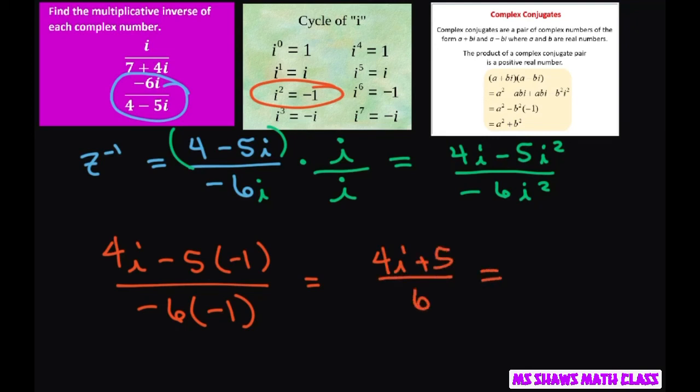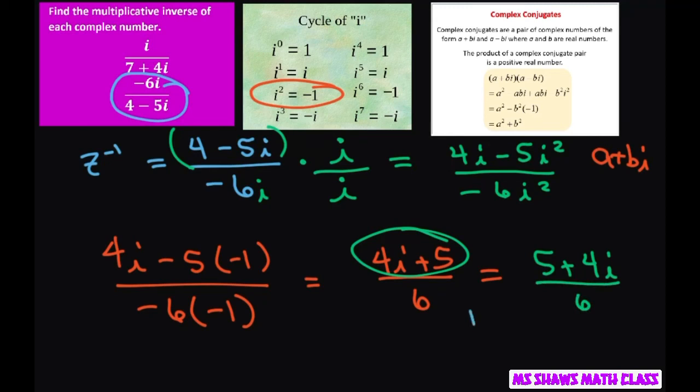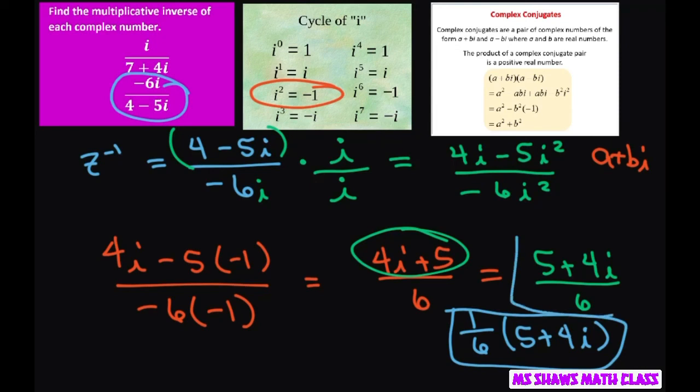What we want to do is write this in a plus bi form. So all we're going to do is switch this around. Write this as 5 plus 4i divided by 6. Another way to write this is 1/6 times 5 plus 4i. Both of these are good answers here. Sometimes you'll see in the back of the book it'll look like that. Sometimes they'll write it like this.